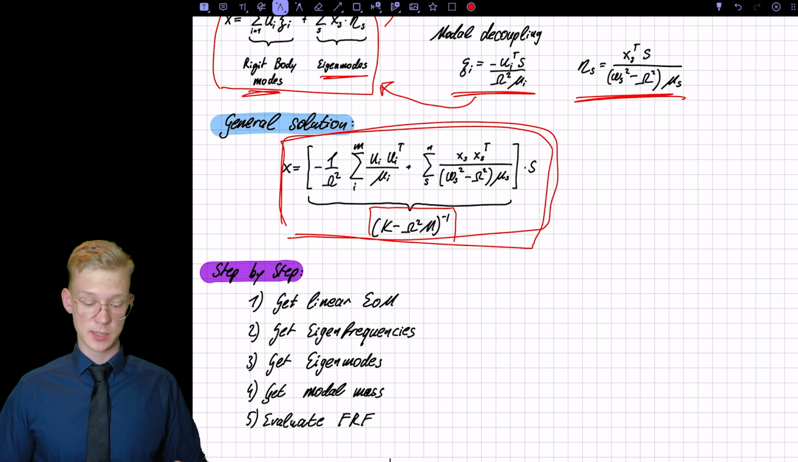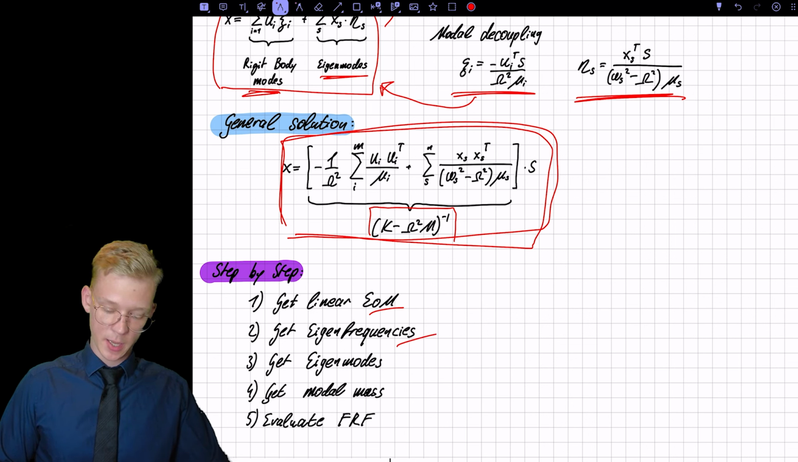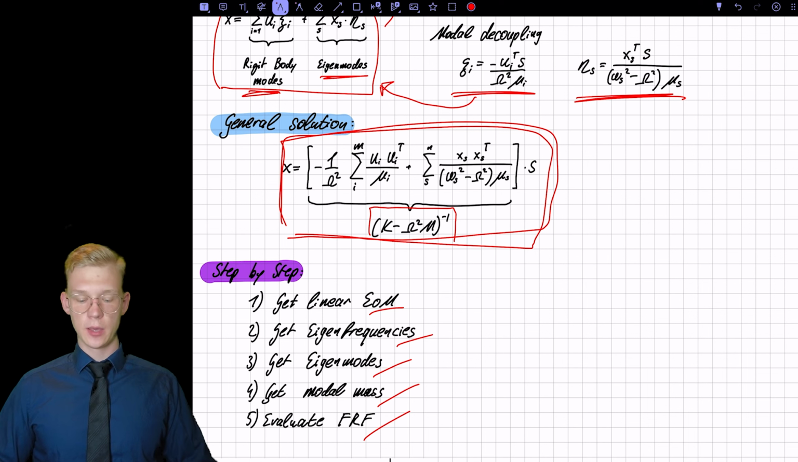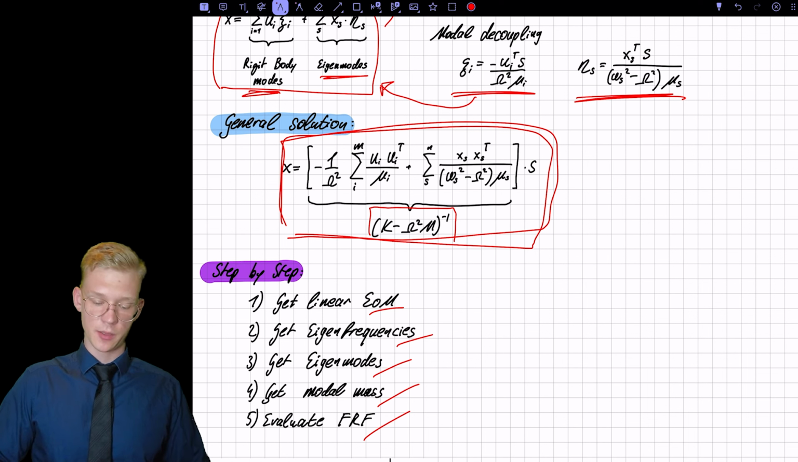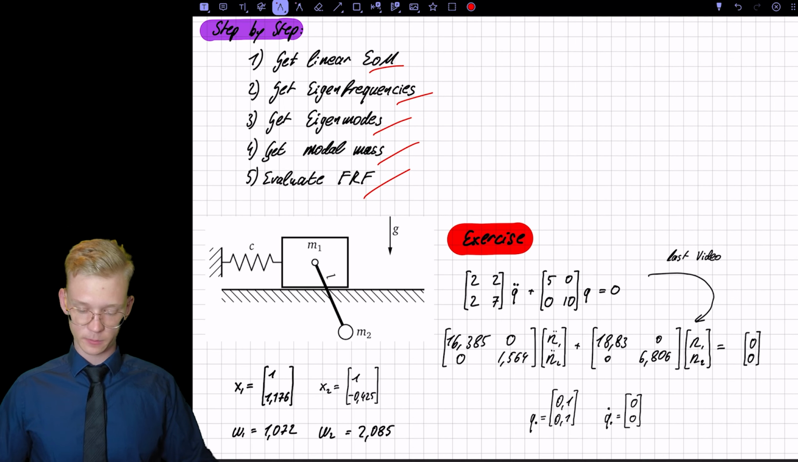So again, the step-by-step solution for the frequency response is: get the linear equation of motion, get the eigenfrequencies and eigenmodes, get the modal mass, and then just evaluate the frequency response function. There is nothing to it. You just have to write this formula down.